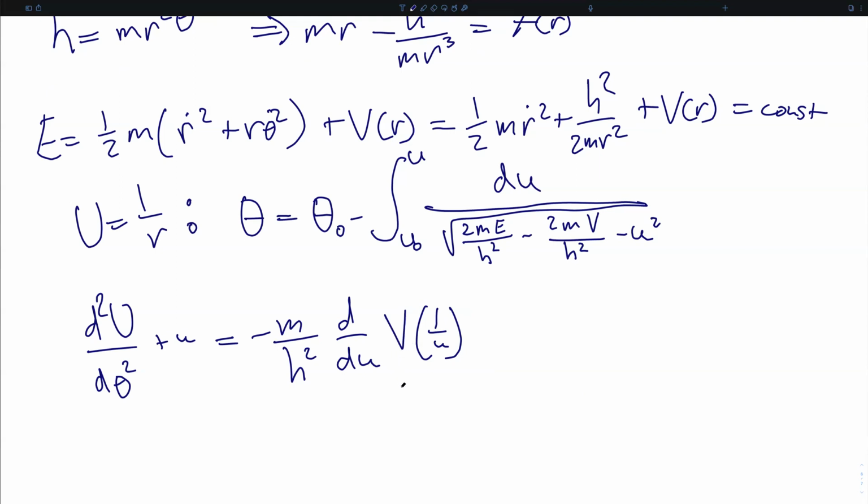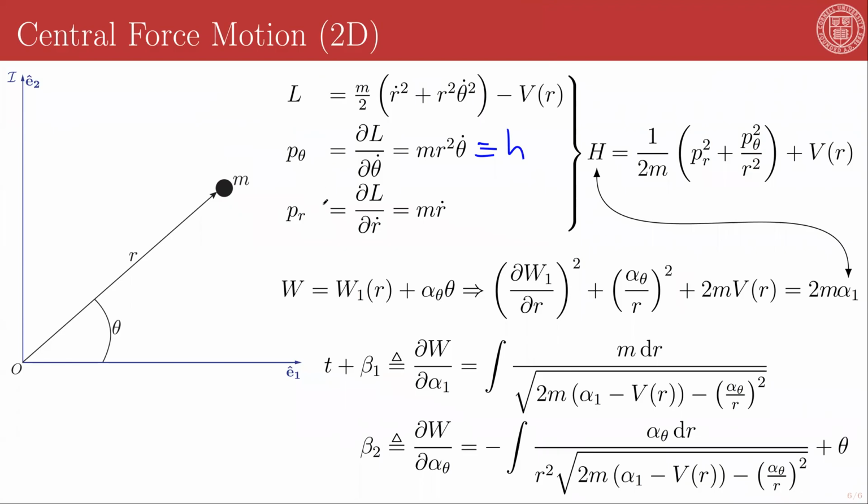Now we're going to apply Hamilton-Jacobi. We have our original conjugate momenta, p sub theta, which is the partial of the Lagrangian with respect to theta dot, and is equal to the angular momentum, mr squared theta dot, and p sub r, which is the partial of L with respect to r dot, and is just equal to mr dot.